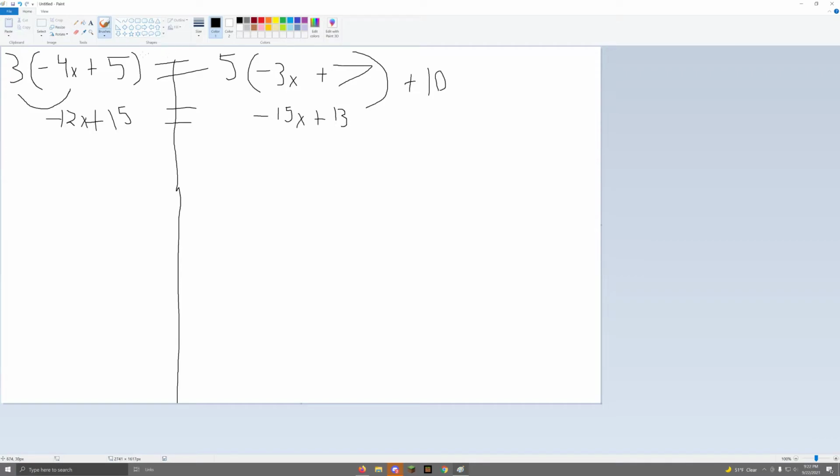Why did I write down 13? Hang on, let me change that. Okay, my bad on that. And then the 10 over here, you cannot do anything with it. So what you'll do is you'll just bring the plus 10 down and plug it in here, plus 10. Now, here we have our problem.